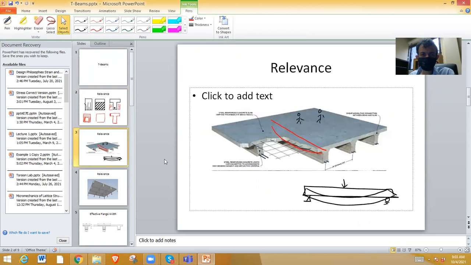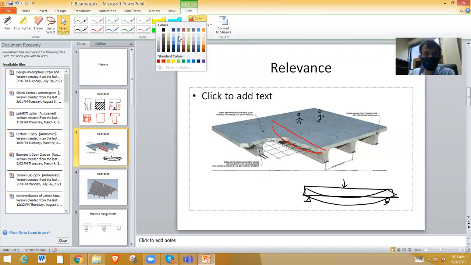The other relevance is that most of the reinforced concrete construction is laid monolithically. So that means after the rebar cages are set up and the concrete is poured, the beam and slab are all poured together. Sometimes the beams are precast, but a lot of times they are all poured as one monolithic structure. Therefore the beam acts as a T-beam.